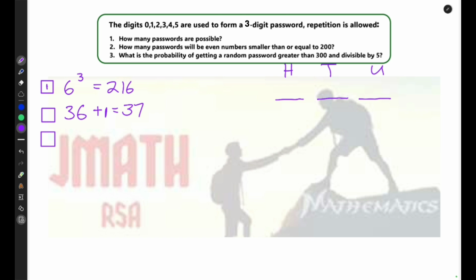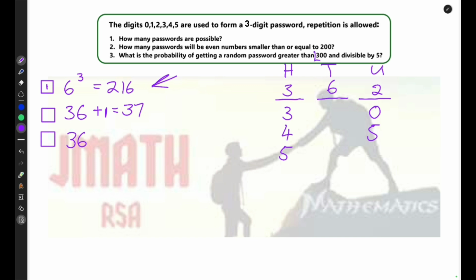Question 3, what is the probability, so I know I'm going to divide by 216 whenever I get the answer, of getting a random password greater than 300 and divisible by 5? So greater than 300, it can start with a 3 or a 4 or a 5. Divisible by 5, now we're going back to grade 7 and 8. Something can be divided by 5 if it ends on a 0 or a 5. So now I know this is 3 options. This is 2 options. And once again, the tens column does not affect anything, so I can use all my options there. So this answer is 36.